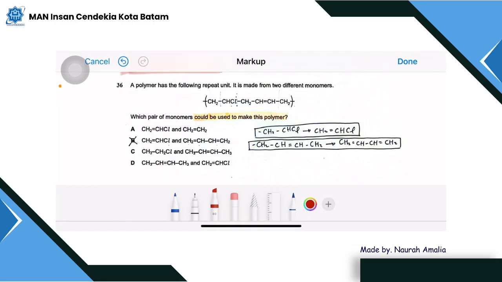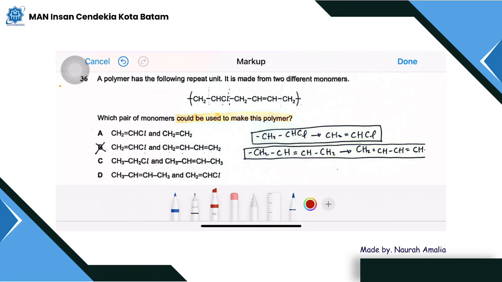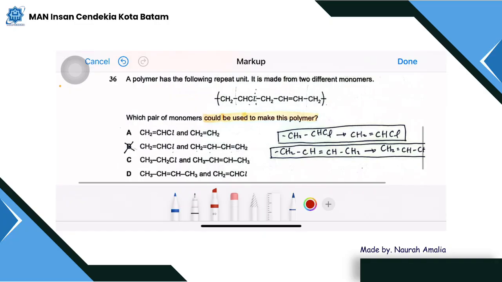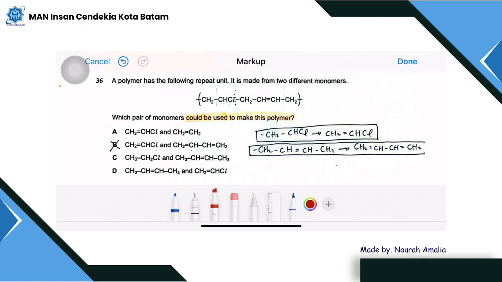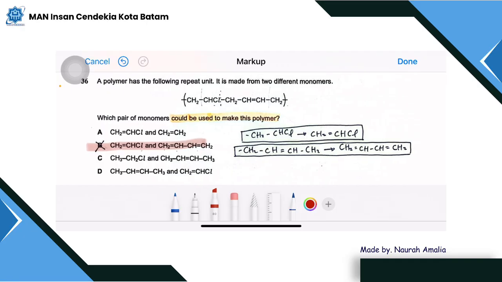Question number 36. A polymer has the following repeat units. Which pair of monomers could be used to make this polymer? We can identify based on the options given. My correct answer is B. CH2 double bond CHCl and CH2 double bond CH, single bond CH, double bond CH2.